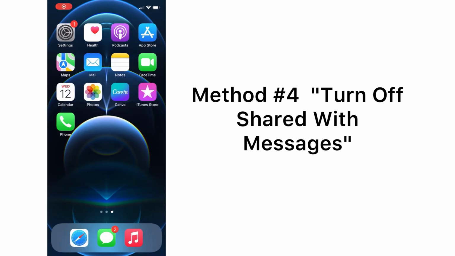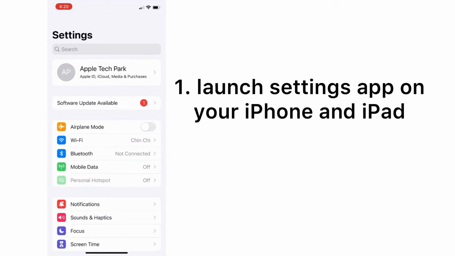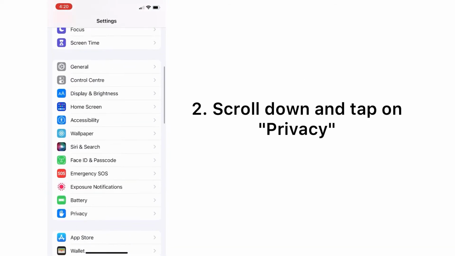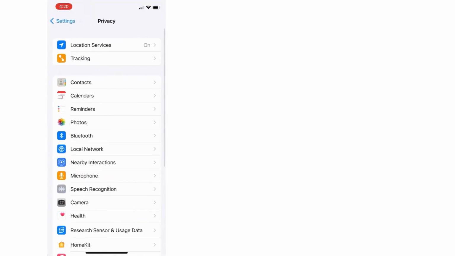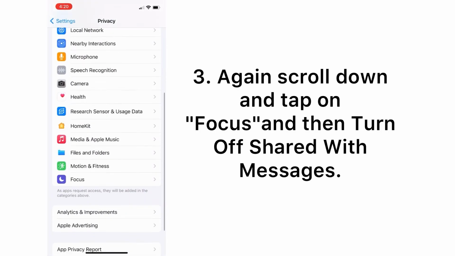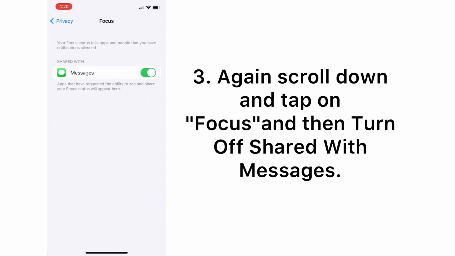Method 4 is turn off share with messages. Launch Settings app on your iPhone, scroll down and tap on Privacy. Again scroll down and tap on Focus under the Privacy. Here you have to turn off messages.